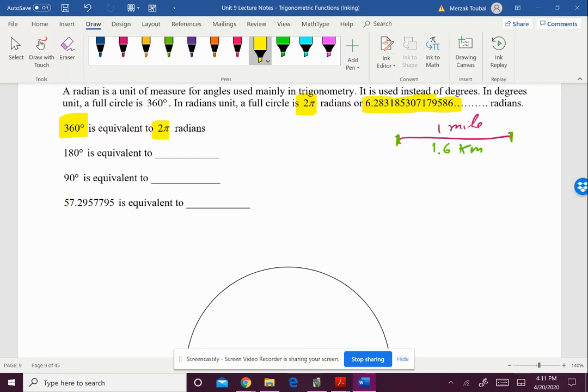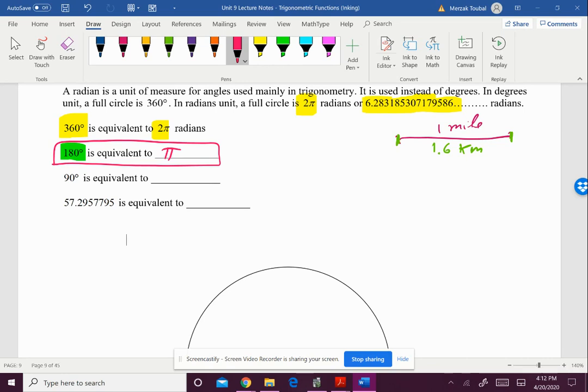360, which is the entire circle, that's in degrees. 2 pi is in radians. So if we divide 360 by 2, we get 180. Well, we have to divide 2 pi by 2, so 180 is equivalent to pi. And actually, this is the relationship that we're going to be working the most with. 180 degrees is equivalent to pi, which is 3.14.